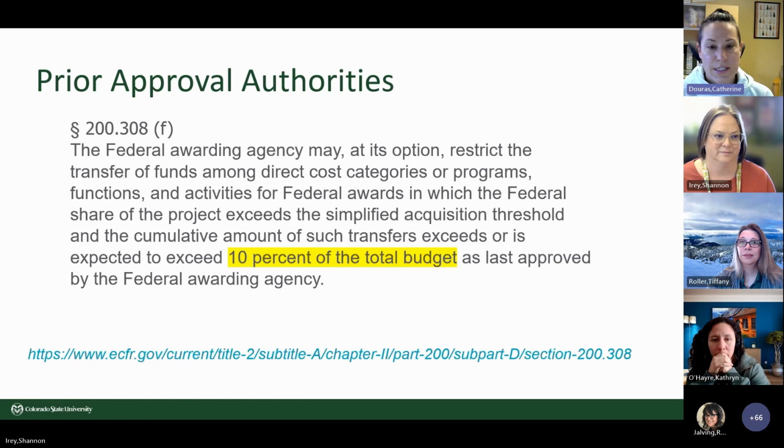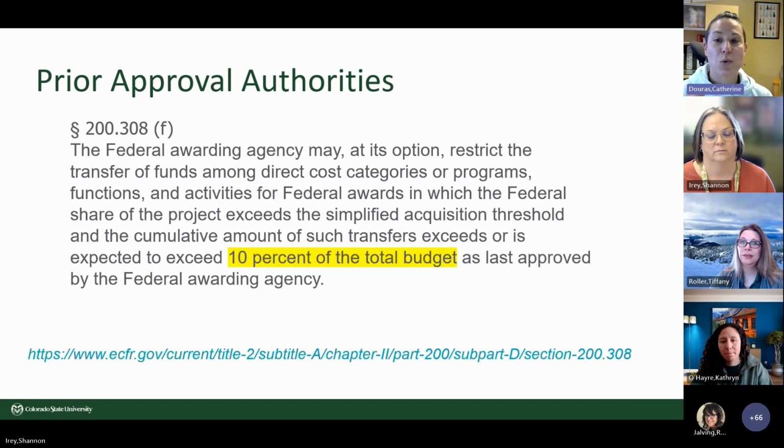So budget, this is hitting at the line between budget reallocation and budget revision that Tiffany was hitting on earlier. So under expanded authority, we have authorization to move up to 10% of the total budget between categories. So we're talking, we saw this commonly during COVID, if there was no travel being expended because no one could travel, we saw a lot of awards.